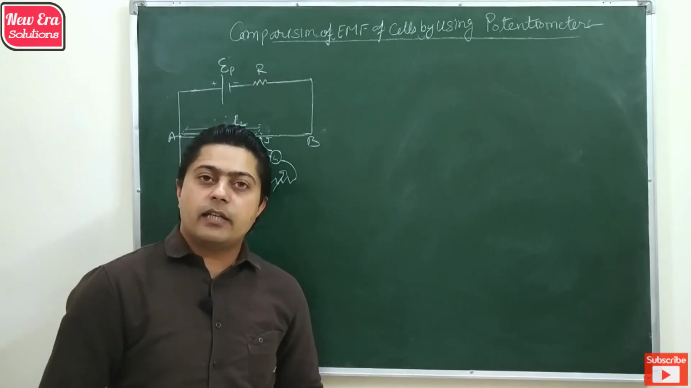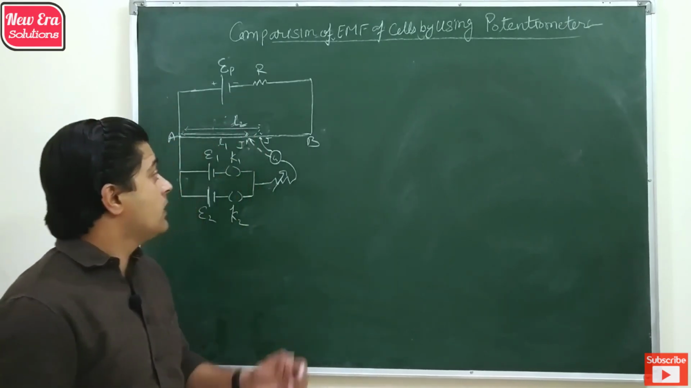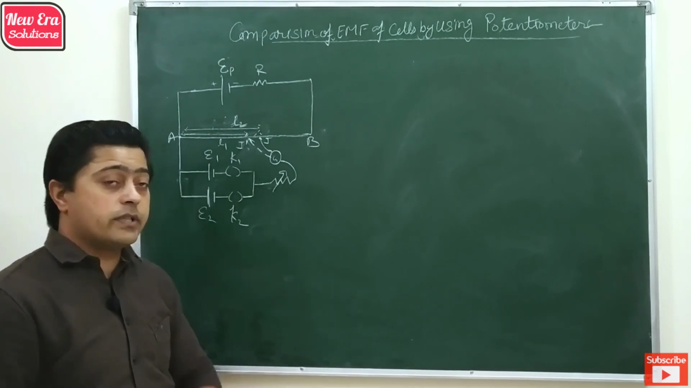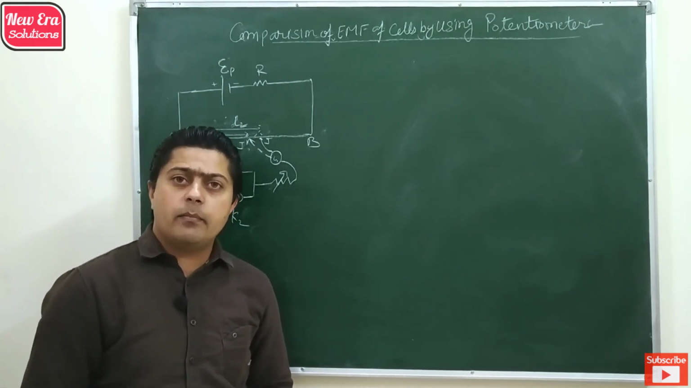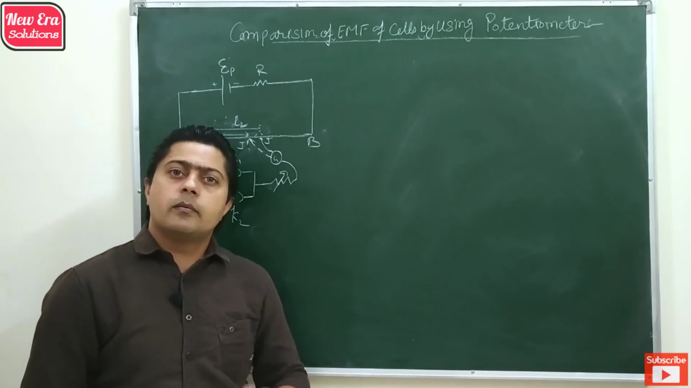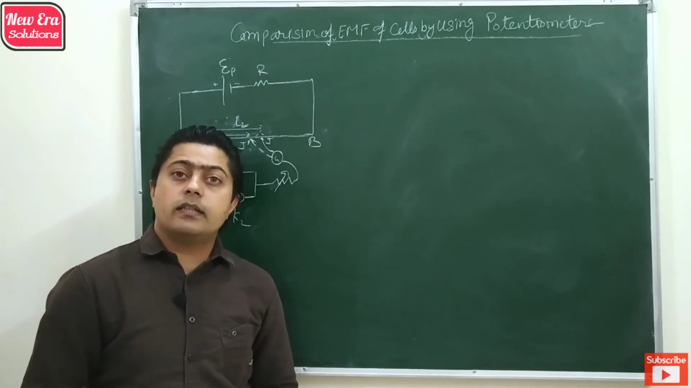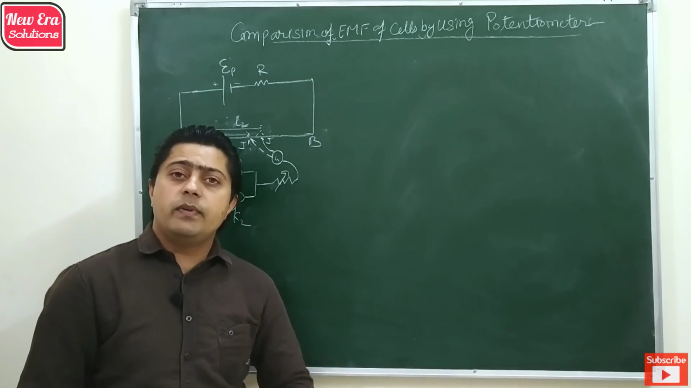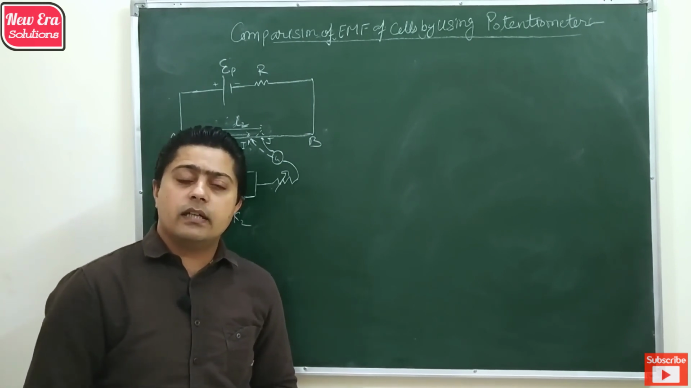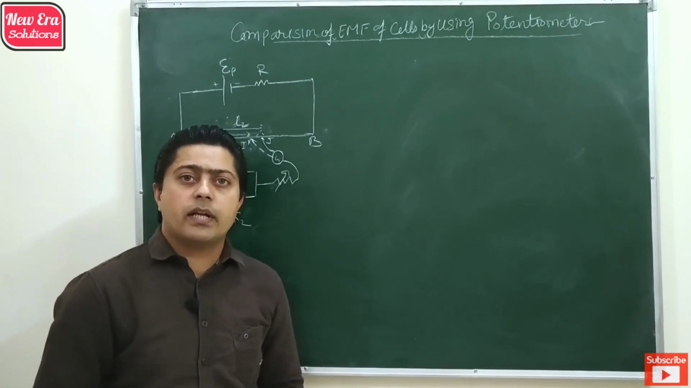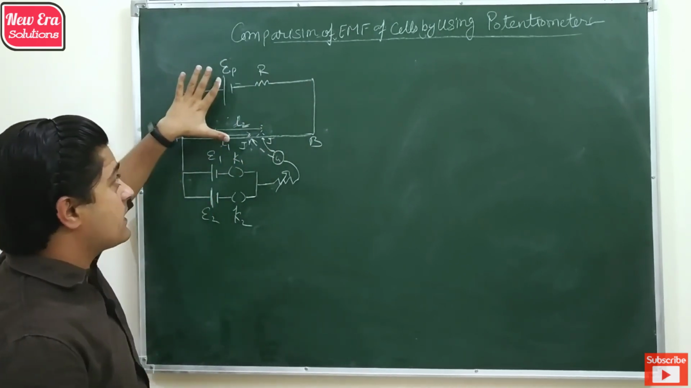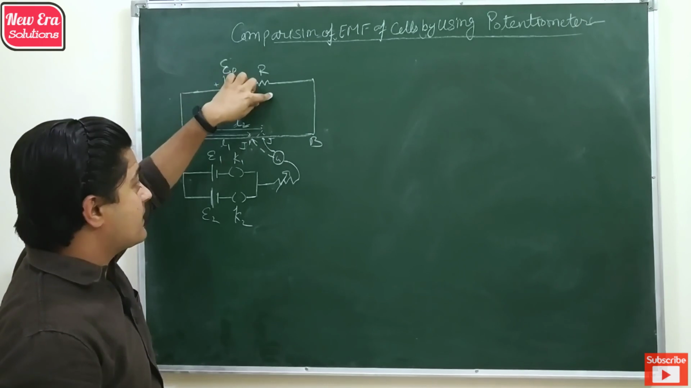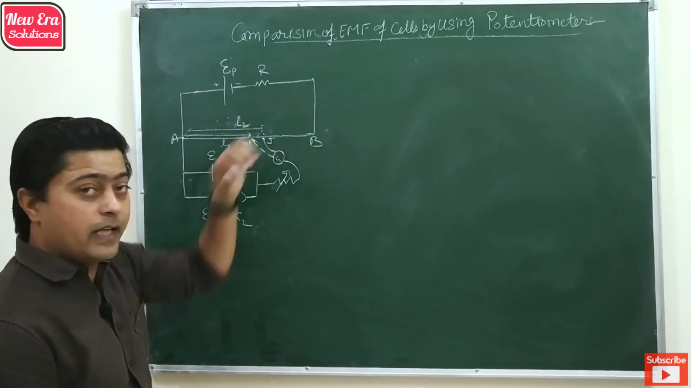So in the second application, we can compare the EMF of two cells by using a potentiometer. It is almost the same as the first experiment, in which we find the EMF of an individual cell by using the balance length provided by the potentiometer. In this arrangement, we have the same primary circuit with primary cell, external resistance and a long wire AB.